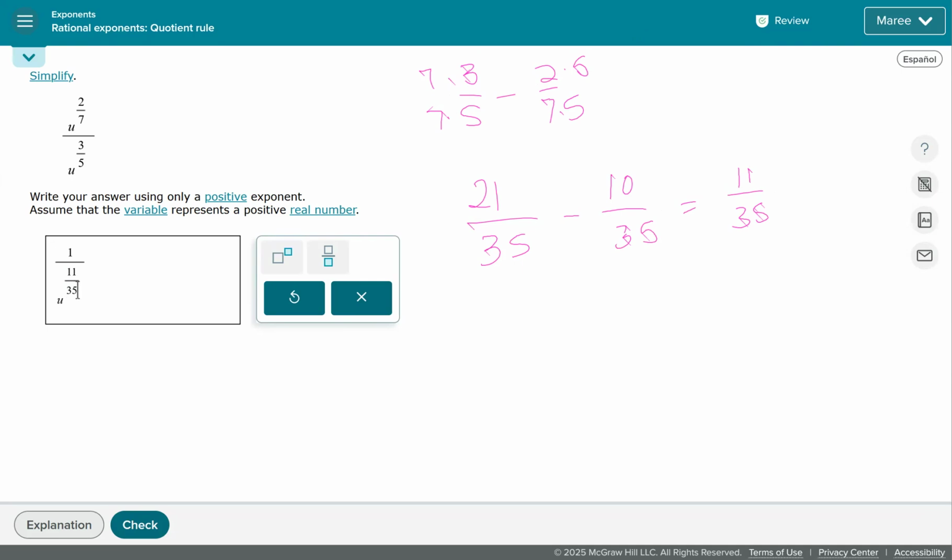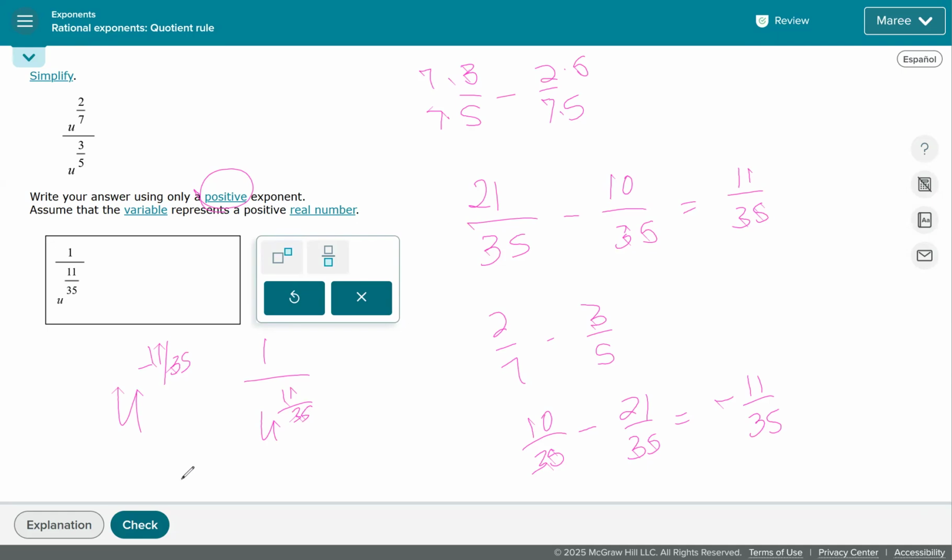Now, if you didn't know that 3/5 was bigger than 2/7, and maybe you did 2/7 minus 3/5, I'll show you what that looks like. So let's say you did 2/7 minus 3/5, you're going to have 10/35 minus 21/35, which becomes a negative. So you'd have u raised to the negative 11/35. Wait, but we don't want negative exponents. They said they want positive exponents. So we will put 1 over. That negative means to do the reciprocal. So we'll put 1 over, and that's how we get the answer.